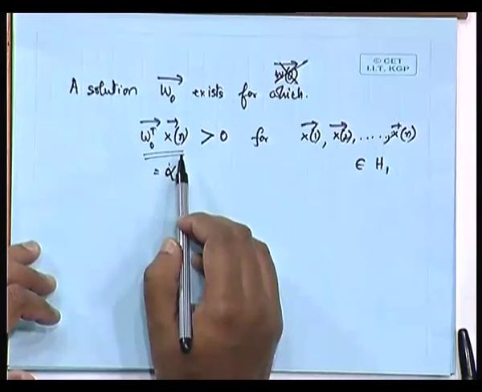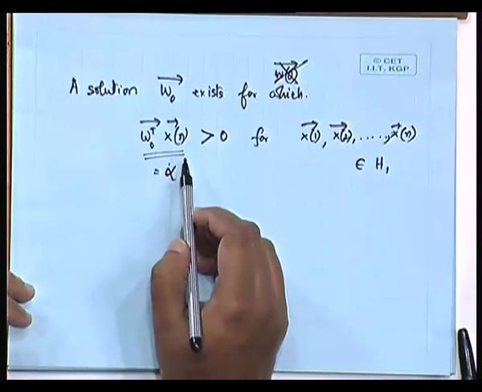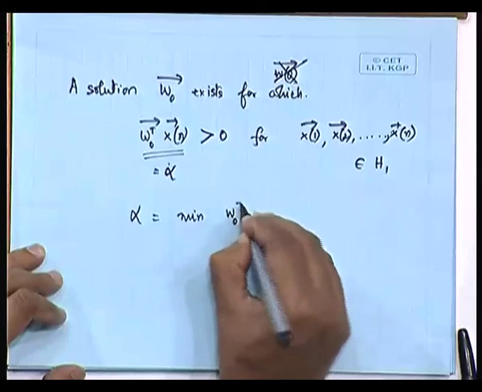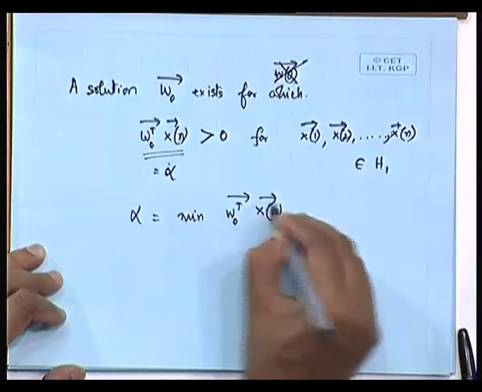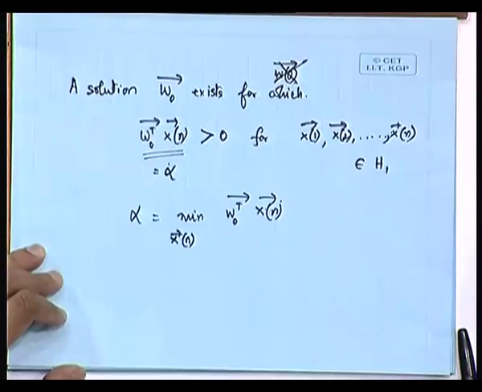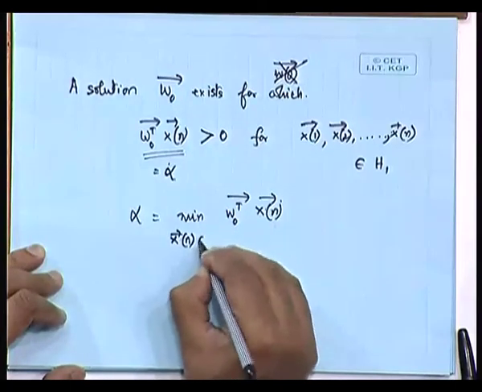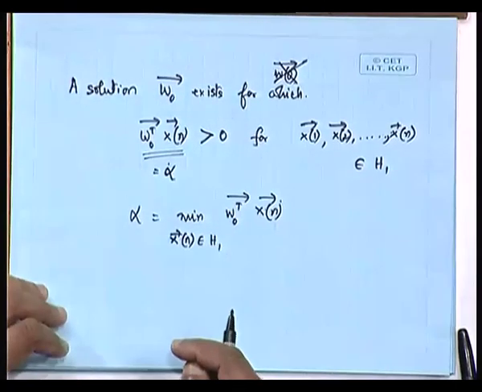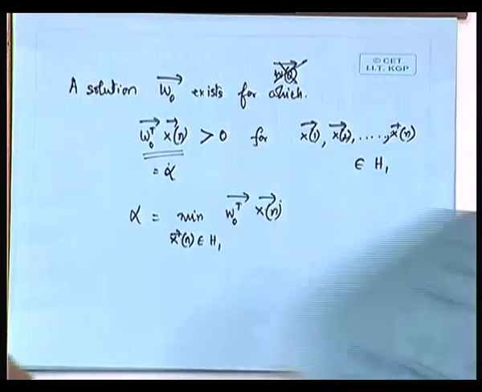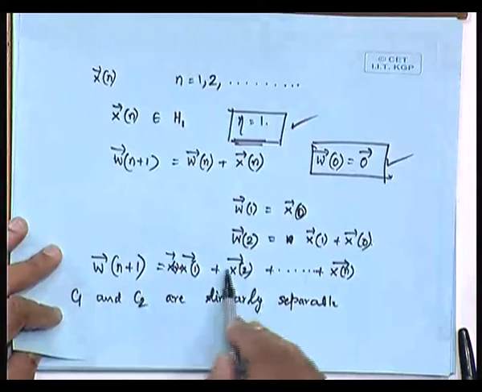Now, all of them should be greater than some minimum positive quantity alpha. So, I define alpha as the minimum of W0 transpose xn, where the minimum is defined over xn, n equal to 1 up to n, with xn belonging to H1. So, that is how alpha is defined. That means that if I now go back to this equation, Wn is equal to this.